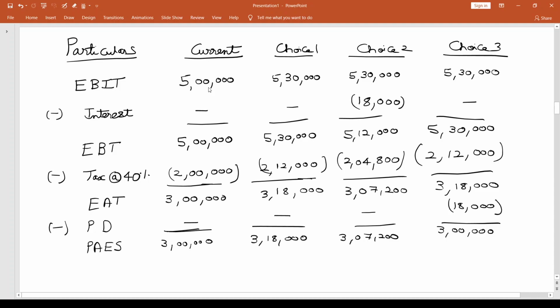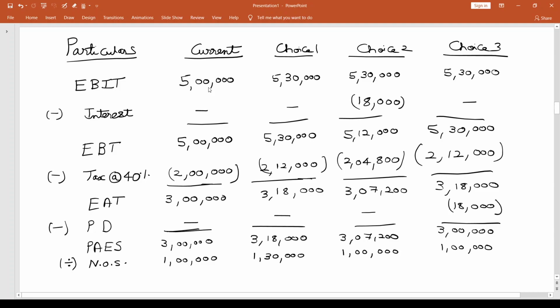Now I want to calculate EPS, so I have to divide this by the number of equity shares. As of now, I have 1 lakh shares. Now if I go for choice 1, I am going to issue extra 30,000 shares. So I will be having 1,30,000 shares. If I go for choice 2, the additional financing is going to happen only in the form of debentures. So no extra shares will be issued. Just whatever I have is going to be there with me. It's going to be 1 lakh. And the same is the case with choice 3 as well. So only in choice 1, the number of shares is going to increase.